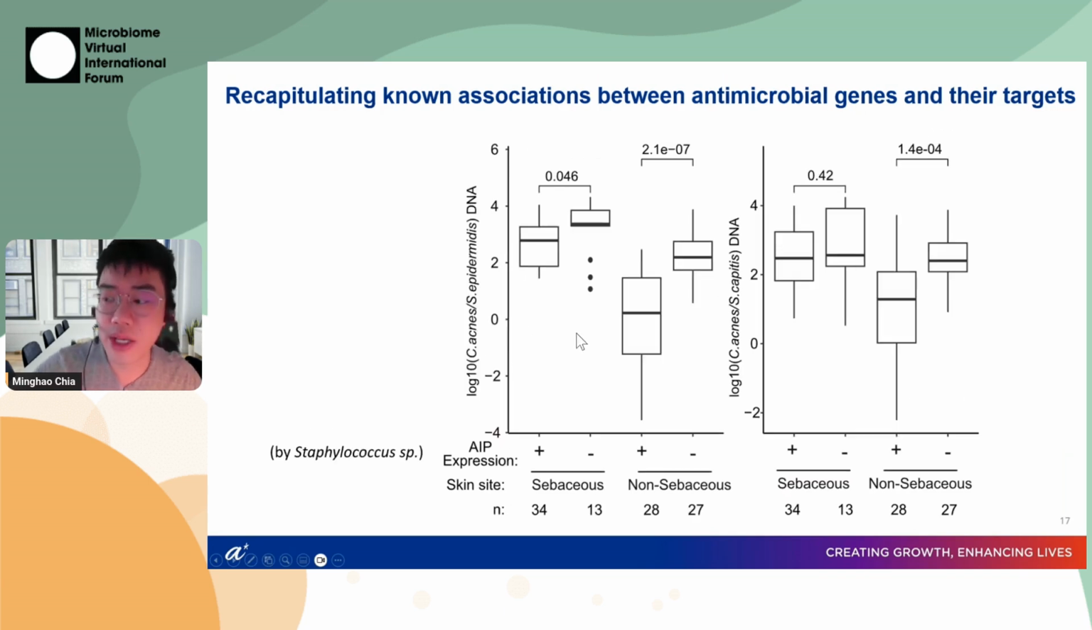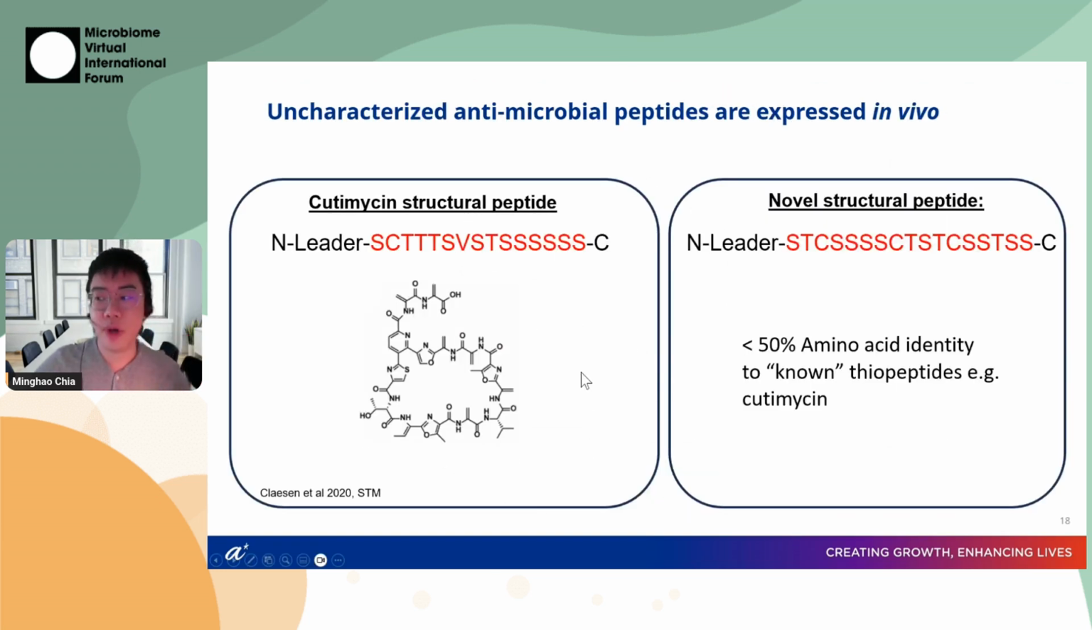We did the same for RNAs involved in auto-inducing peptide and phenol-soluble modulin expression in Staphylococcus, and we saw the reverse effect, where there's a lower ratio of C. acnes to Staphylococcus. What's even more interesting is that we also saw that other uncharacterized thiopeptides with potential bacteriocin activity were expressed by C. acnes. Many of these peptides have a very different primary amino acid identity to cutimycin, and they're only predicted to exist computationally. But now we have more evidence that they can be expressed in vivo. So we think that metatranscriptomics is an exciting approach to discover more interactions between microbes.